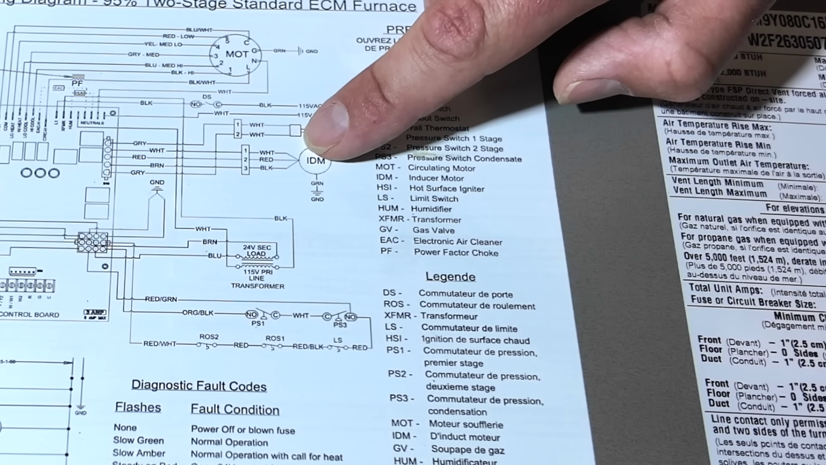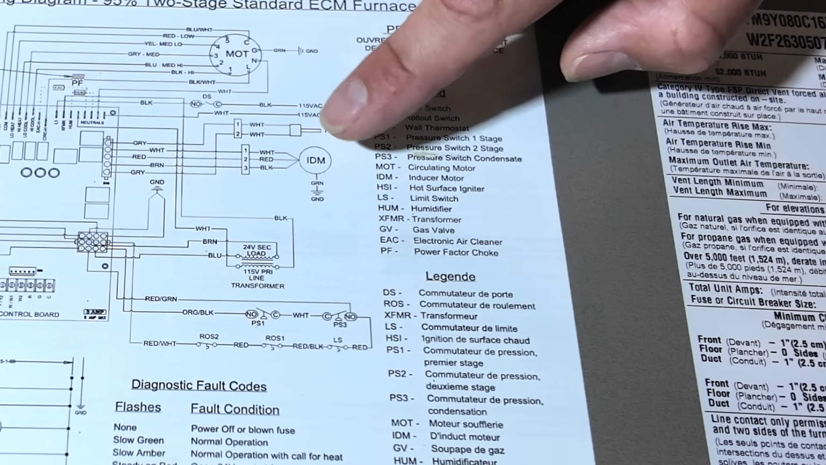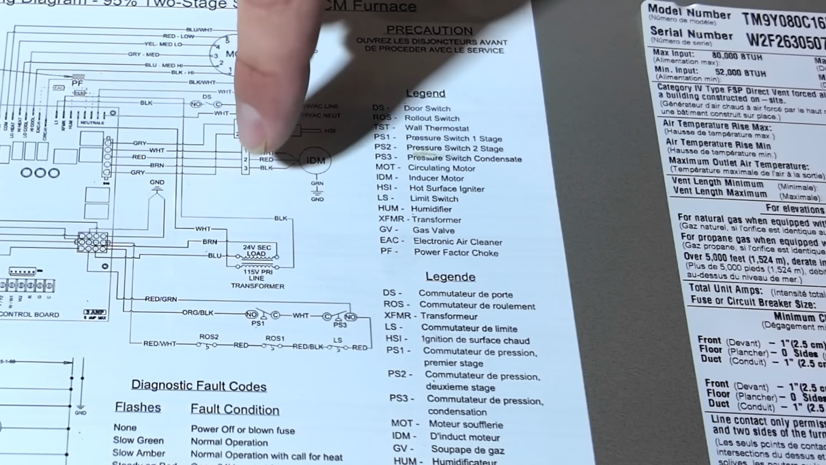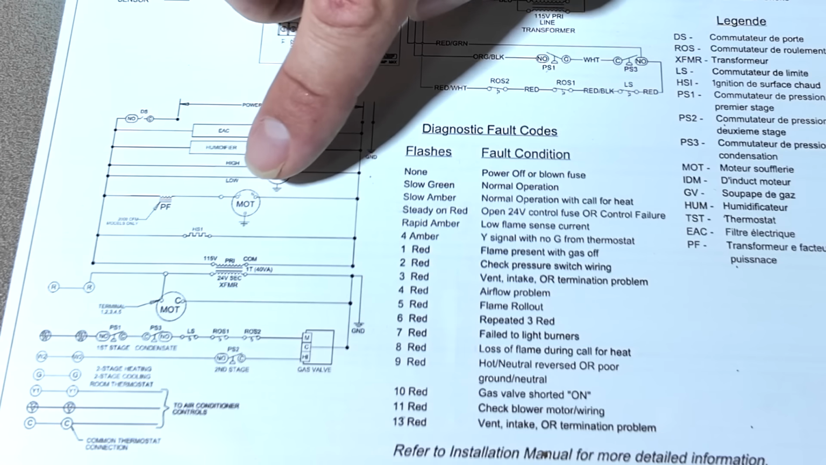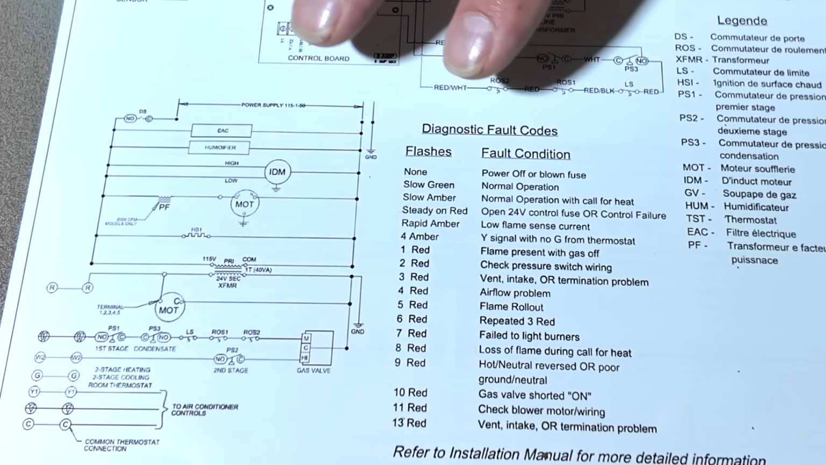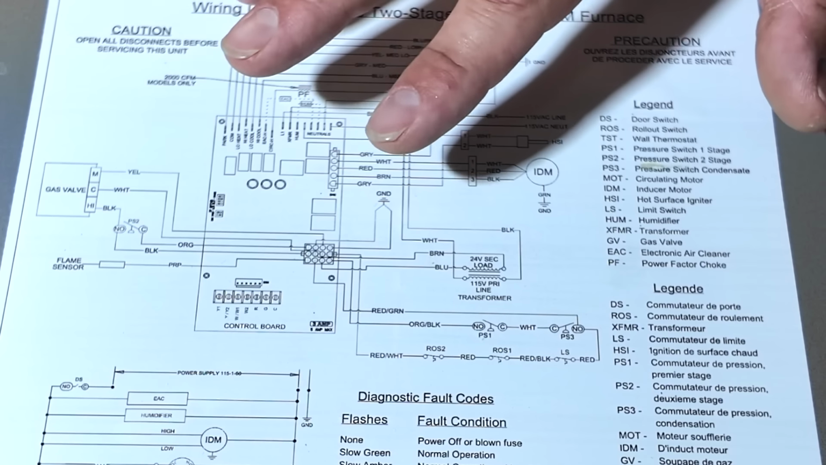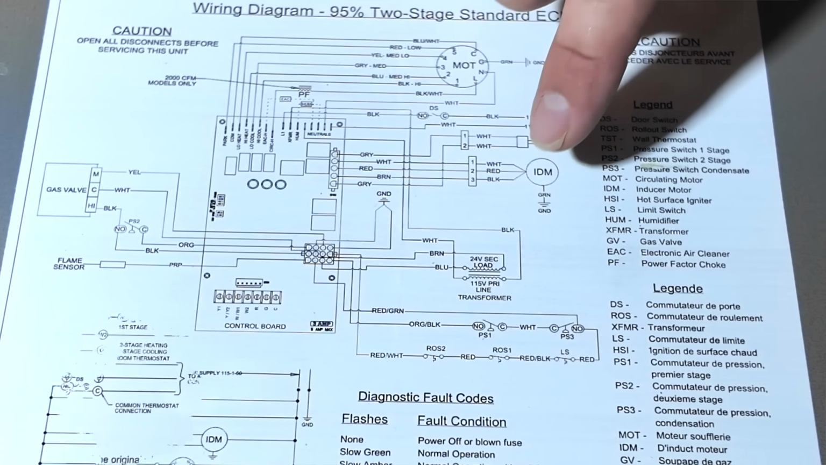The inducer motor is the first thing that turns on in a call for heat. It pulls a draft through the heat exchanger. Then we're going to close the pressure switch, allowing the system to continue. If the furnace won't start, check the inducer motor first.